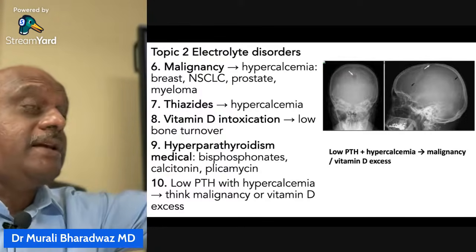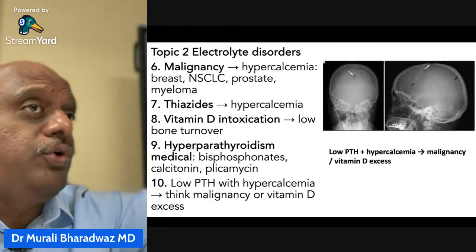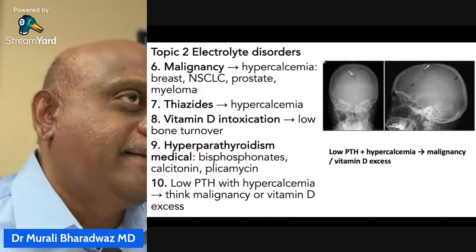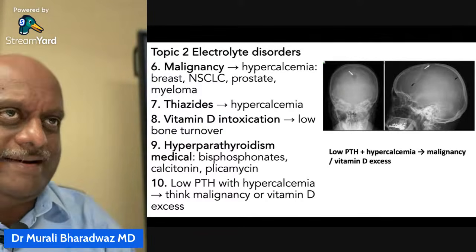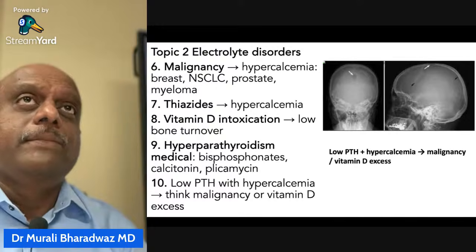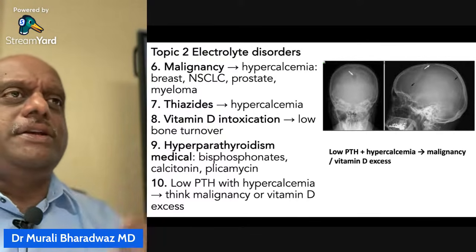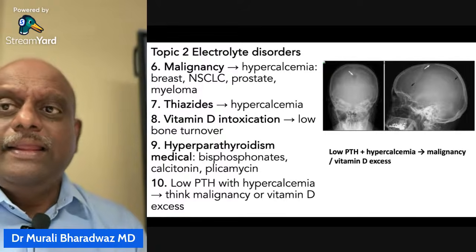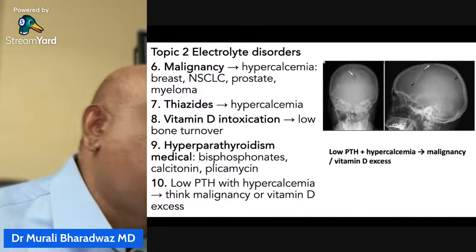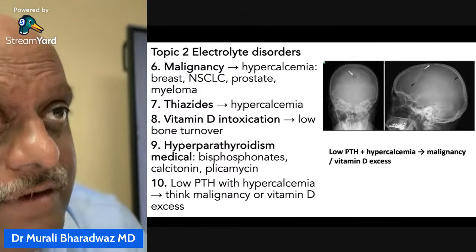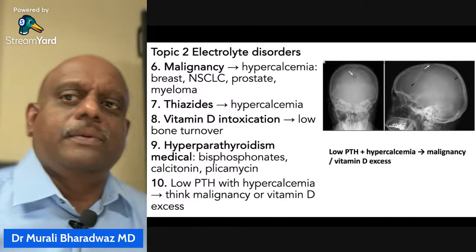So whenever somebody is having hypercalcemia acutely, how do you treat? By giving loop diuretics and, at the same time, IV saline. Otherwise, he becomes dehydrated. Whenever vitamin D is excessively taken, intoxication is there. There is a low bone turnover, and that can lead to hypercalcemia, vitamin D intoxication.